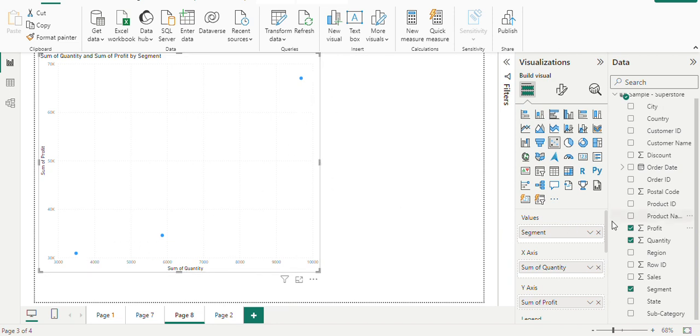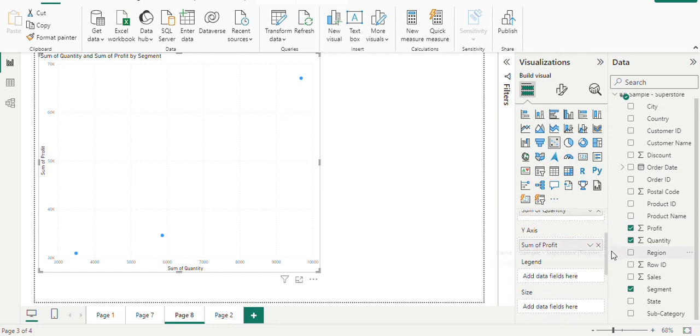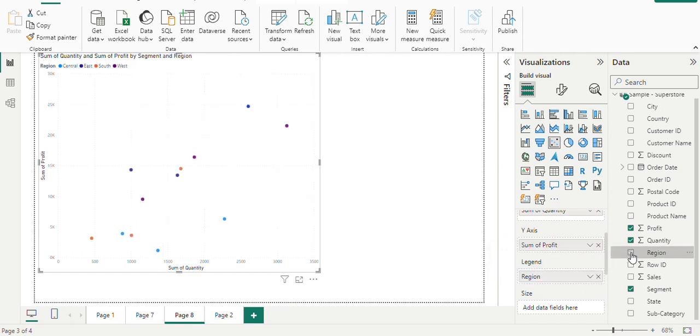To learn about scatters, let's just simply increase the size. If we hover over these data points, segment consumer has a sum of quantity of 9,686, and the profit amount is given. This is our next segment, corporate, and this one is home office. Now I'd like to expand this sum of segments into regions. So we have 4 regions, and if we expand it through legends, we have 12 data points.